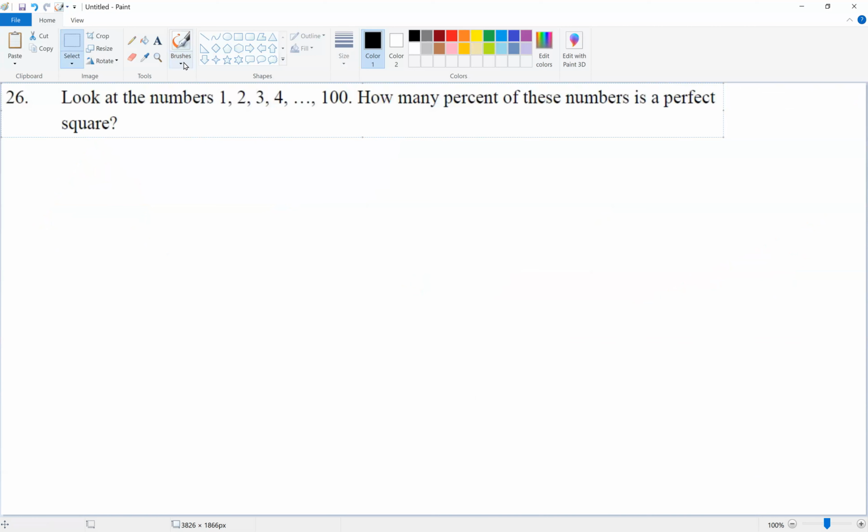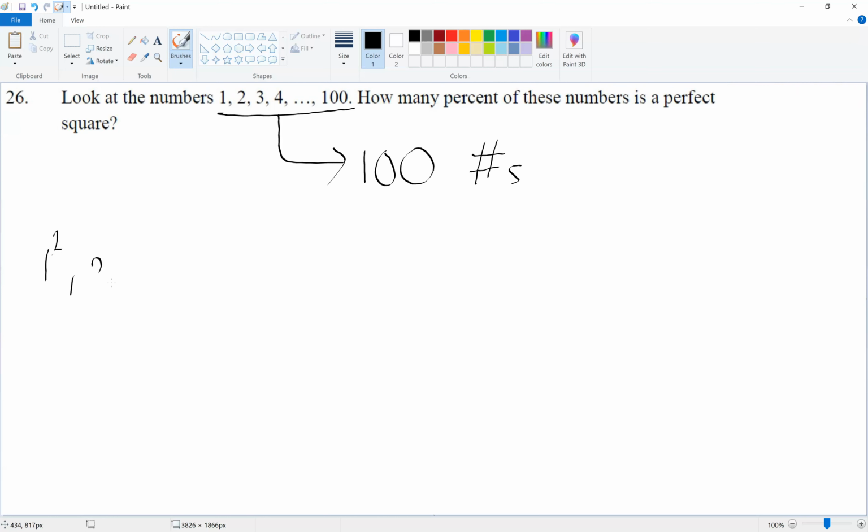Anybody did 26? I did. Go ahead, Neil. Look at the numbers 1, 2, 3, 4, and so on until 100. How many percent of these numbers is a perfect square? So I listed all of the squares until 100. That's 1 squared, 2 squared, 3 squared, 4 squared. The squares I got were 1, 4, 9, 16, 25, 36, 49, 64, 81, and 100.